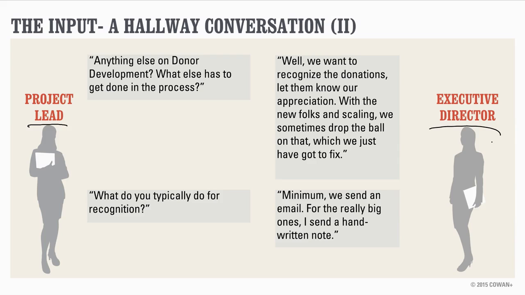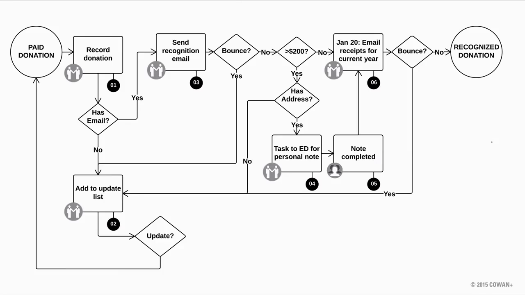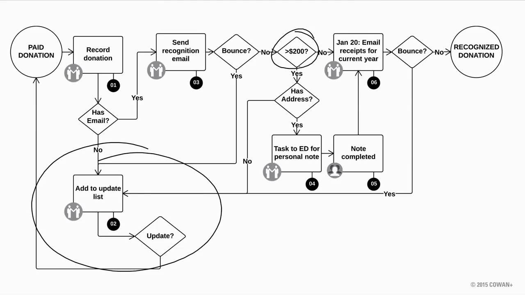And they find out that there's this process that's pretty ad hoc now where they always want to make sure they recognize donations, that they send a thank you note to donors. So they talk about this and they come up with this process here. The donation gets recorded. There are some things that they need to be able to deal with if the donor doesn't have a valid email address. And if it is over $200, another key thing here is that we want to have a task for the executive director to also send a personal note.